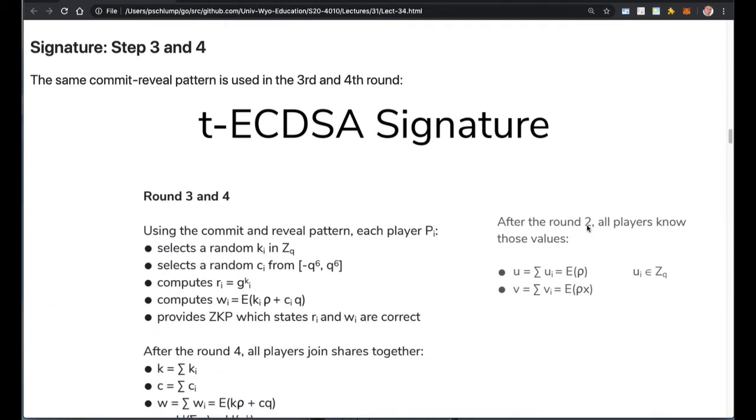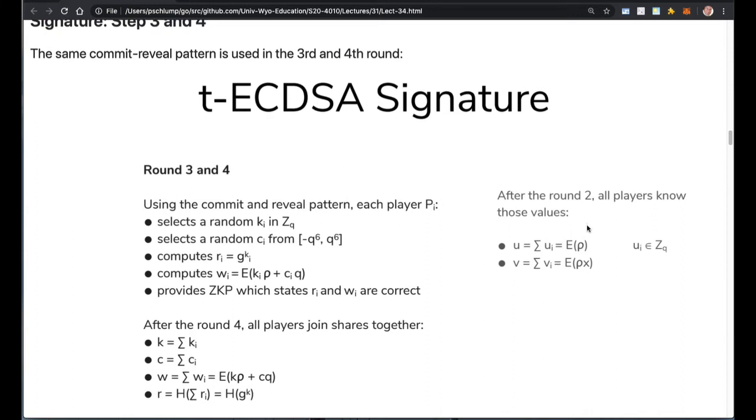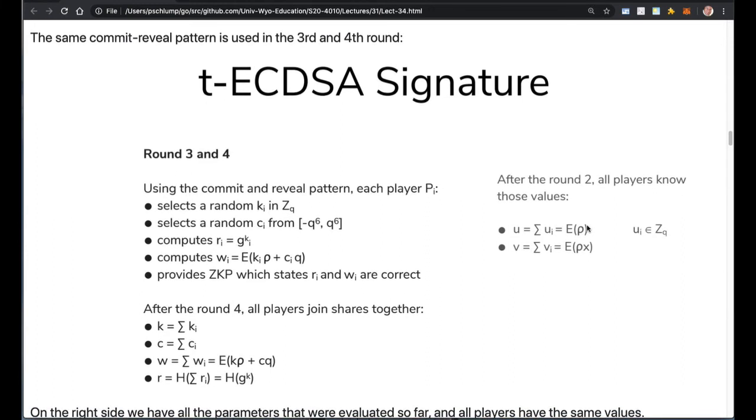Now steps 3 and 4. We're going to use the same kind of commit pattern and the same process, but this time when we get done, instead of just ending up with an initialization and a proof that everybody used this correctly, we're actually going to end up in a final step 5 with the R and the S that can be used for the signature.